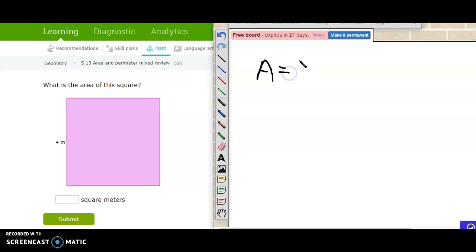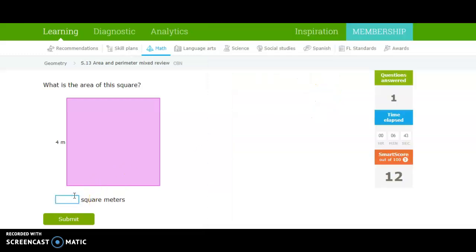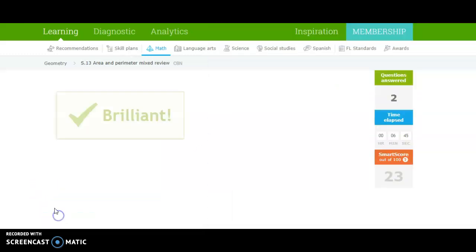That's right, area equals base times height. So in this case we have a square, which we already said, all the sides are, that's right, the same. So you would have 4 times 4, which would give you 16.